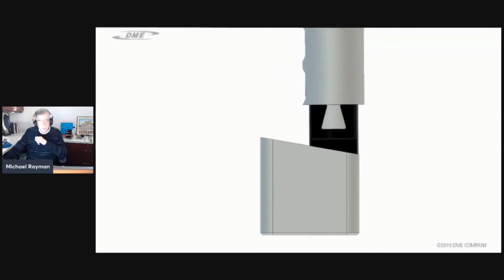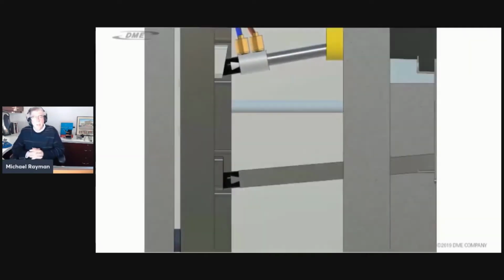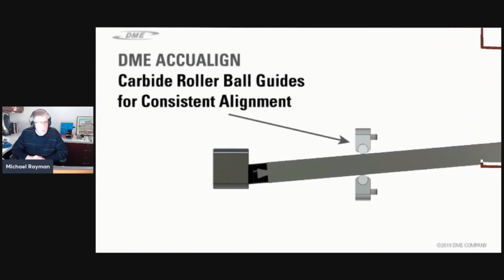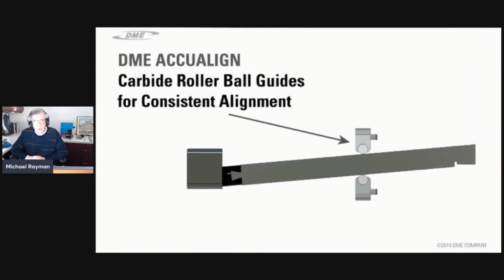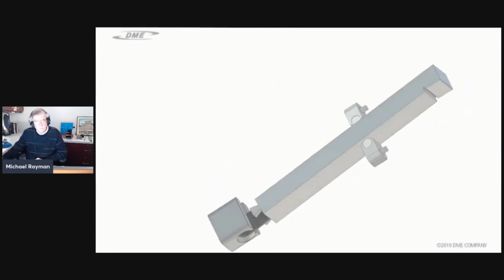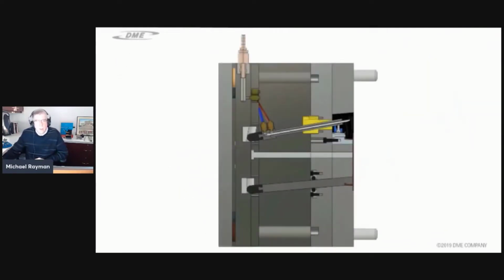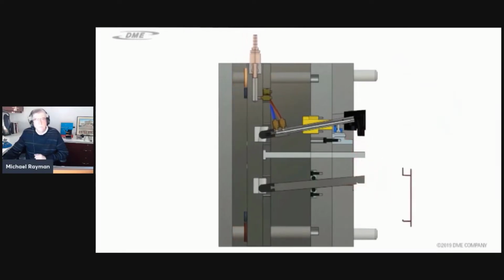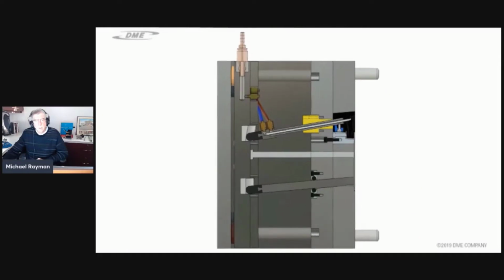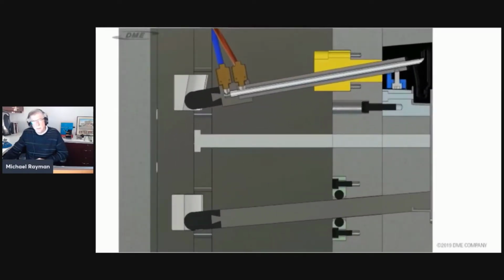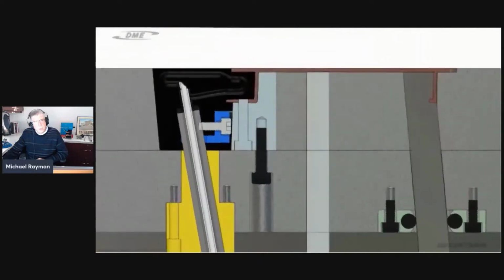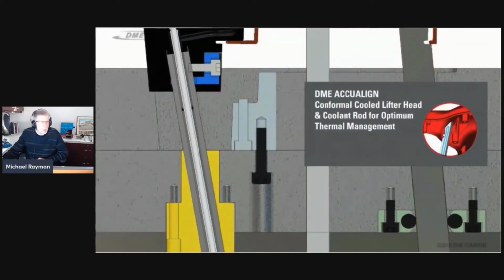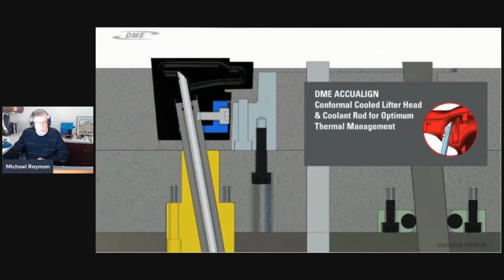As you can see, these adaptive balls automatically align to the angle that you need. Here we're showing you the carbide roller guides. They're there to protect the lifter bar and give it extra strength. In this portion of the animation, we're showing you our coolant lifter rod. What we're showing is a conformal cooling lifter head so that we can get coolant up there.